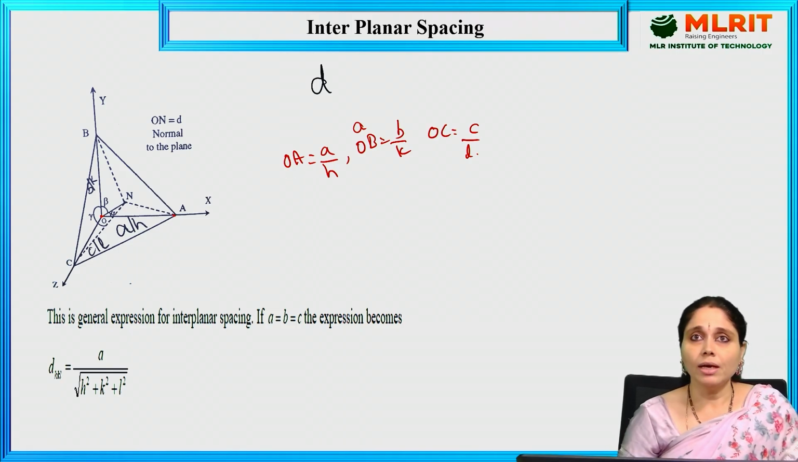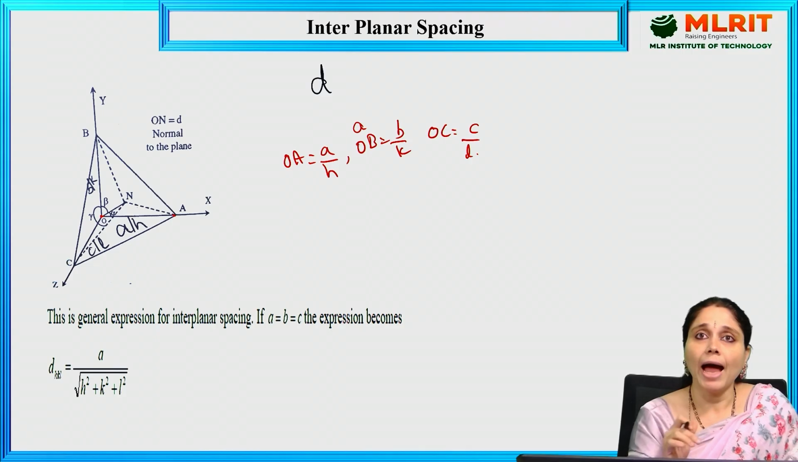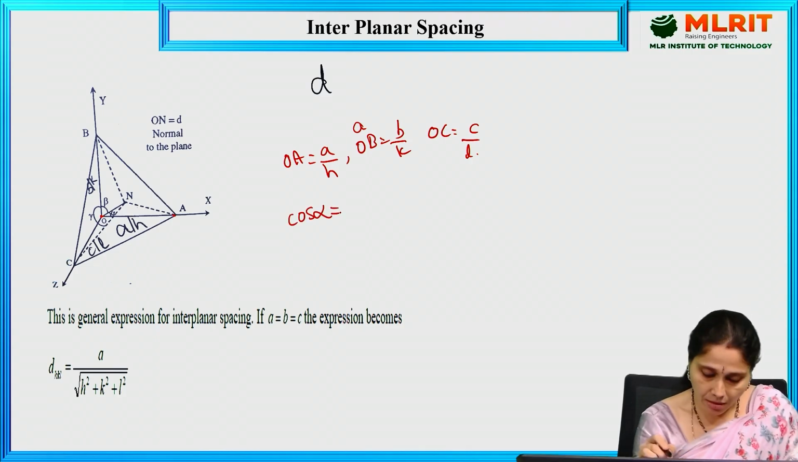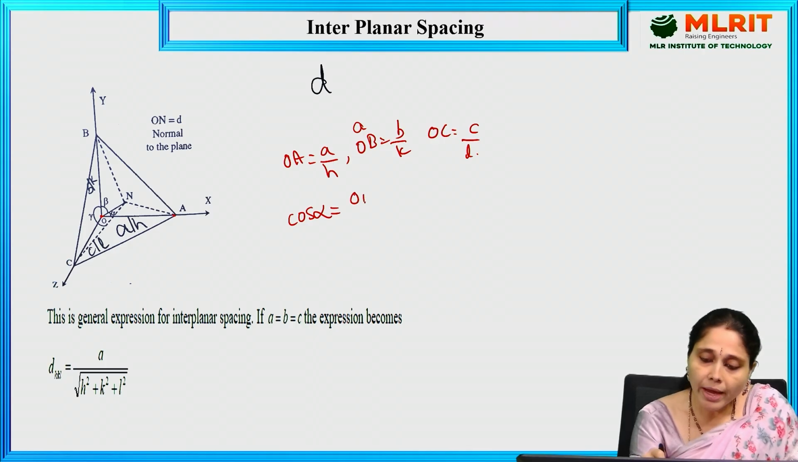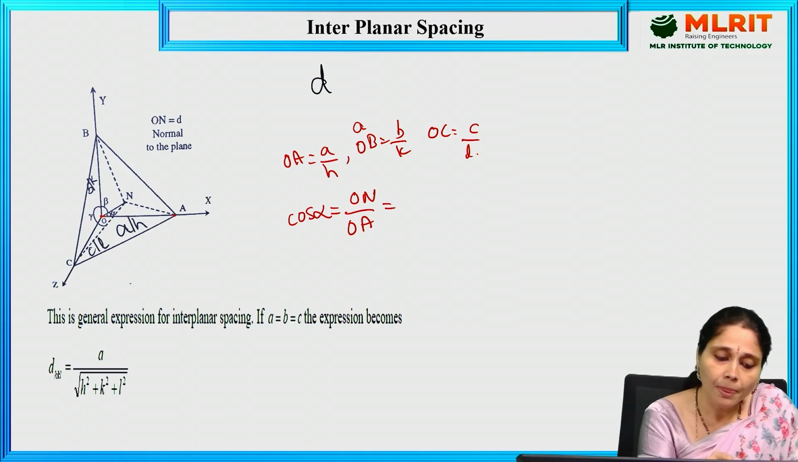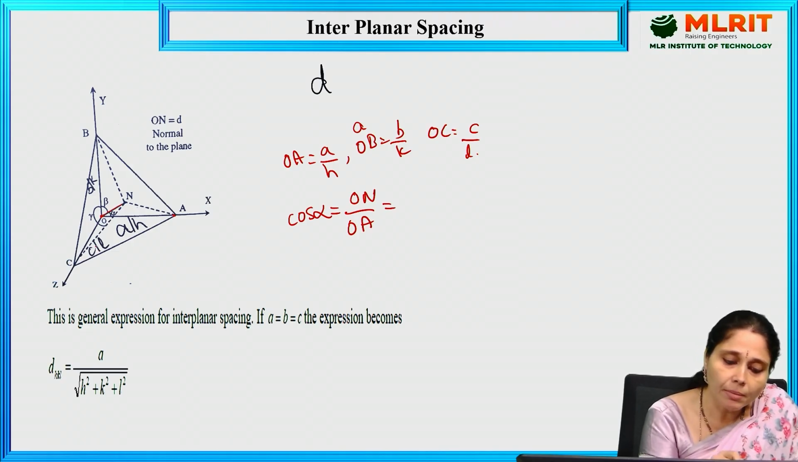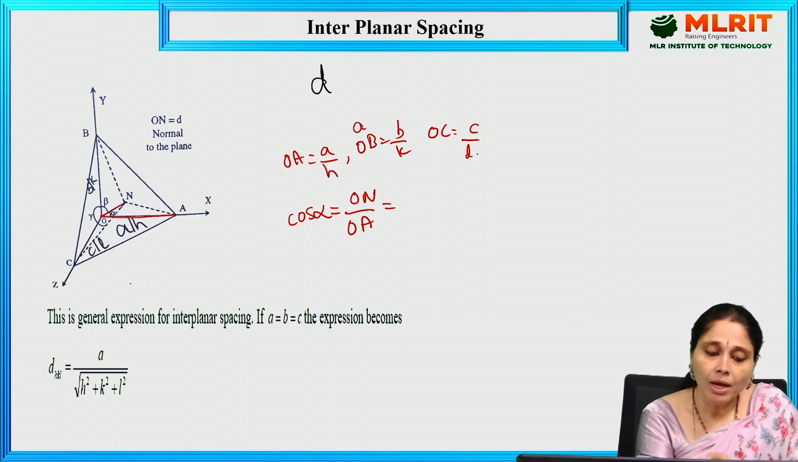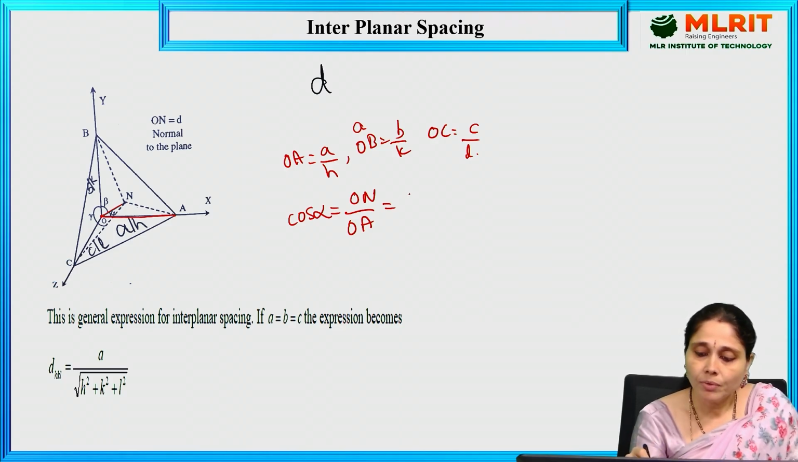Now, in order to find out the interplanar spacing, let us consider the angles. Cosine of alpha is equal to ON by OA. So, what is cos alpha? Adjacent side by hypotenuse, right? Here the hypotenuse is OA. So cos alpha is ON by OA.